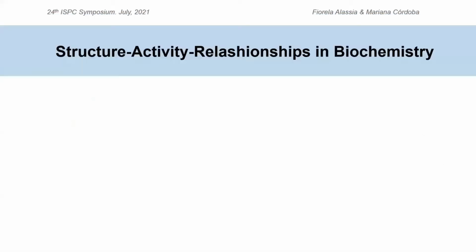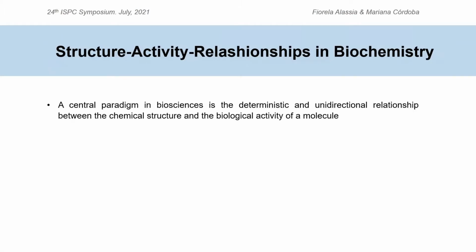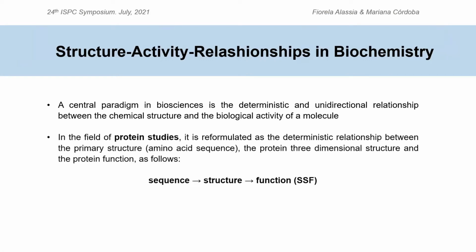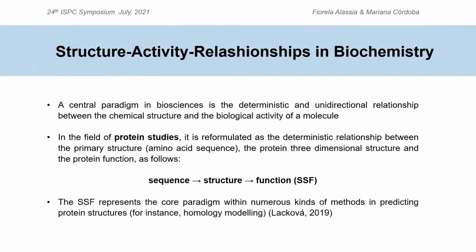So let's start with our first objective. A central paradigm in biosciences is the deterministic and unidirectional relationship between the chemical structure and the biological activity of a molecule. In the field of protein studies, it is reformulated as the deterministic relationship between the primary structure, amino acid sequence, the protein three-dimensional structure, and the protein function, as follows: sequence, structure, function. This represents the core paradigm within numerous kinds of methods in predicting protein structures, for instance, homology modeling.